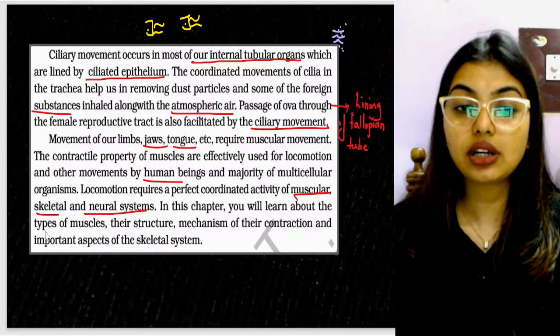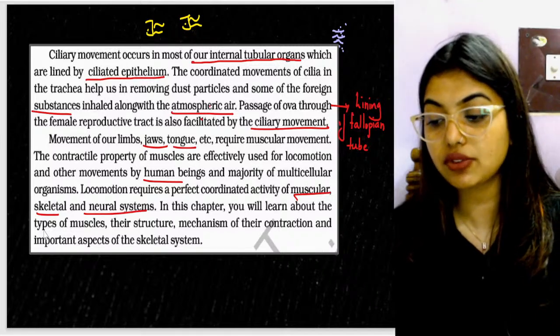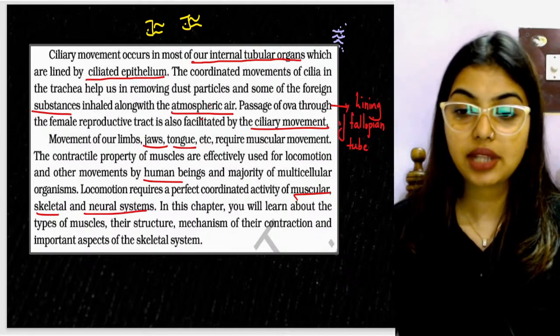In this chapter, you will learn about the types of muscles, their structure, the mechanism of their contraction, and important aspects of skeletal muscles.